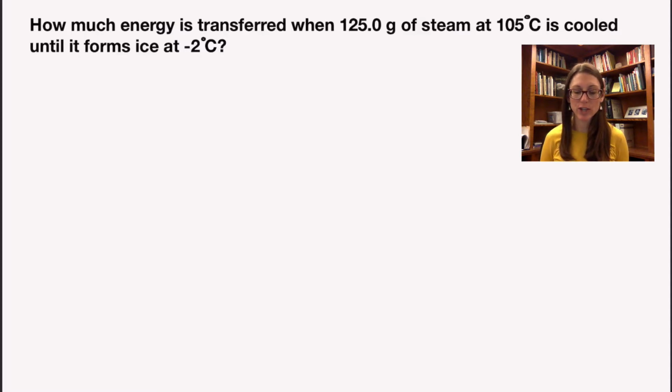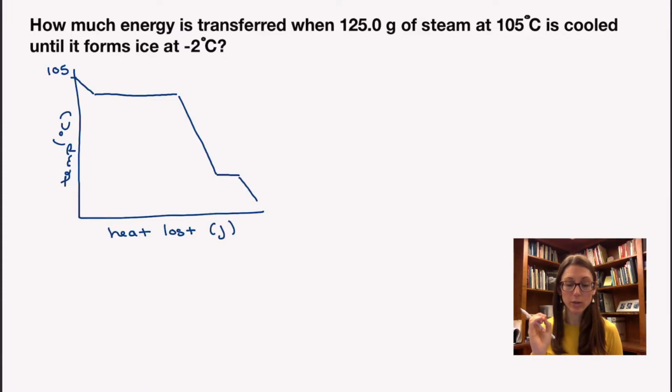How much energy is transferred when 125 grams of steam at 105 degrees Celsius is cooled until it forms ice at -2 degrees Celsius? Just like we did last time, begin with the heating and cooling. Since I am cooling this from 105 to -2, that means I need a cooling curve. I'm going to have my x-axis be heat lost. I will be able to cool my steam down to 100 degrees. At 100 degrees, that is where it will condense to form a liquid. Just as boiling happens at 100 degrees Celsius, so condensation happens at 100 degrees Celsius.